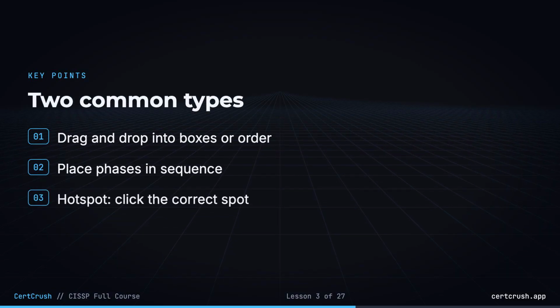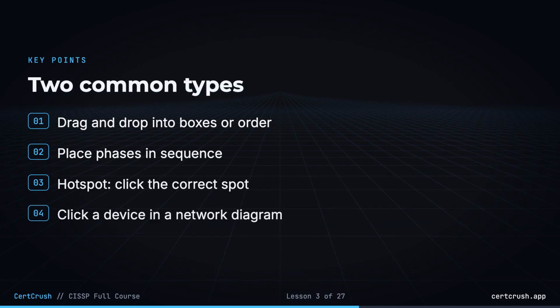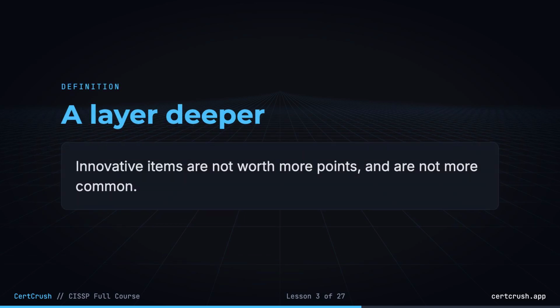The second is hotspot. You click the correct spot on an image or diagram. For instance, you might click the right device in a network diagram or the correct zone in a layout. Let's go a layer deeper for a moment. These innovative items aren't worth more points, and they aren't more common than standard questions. They exist to test understanding in ways a 4-option list can't.